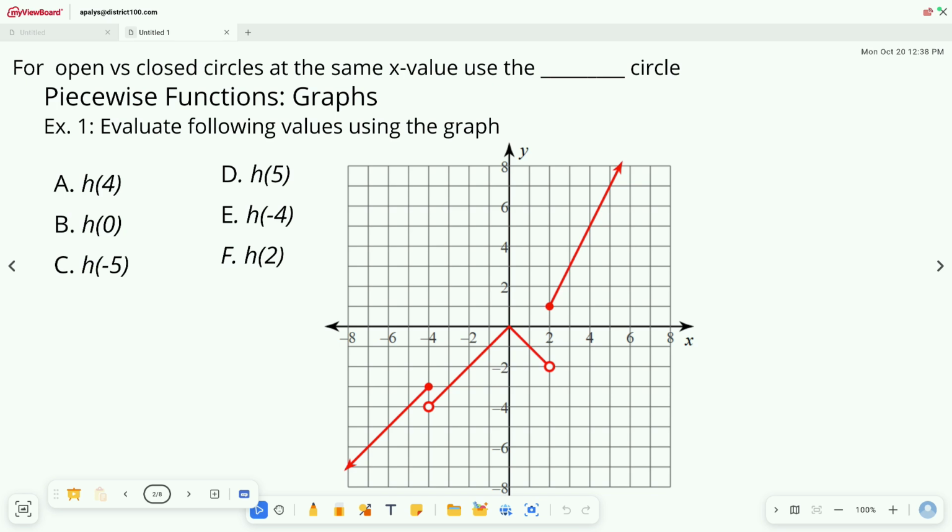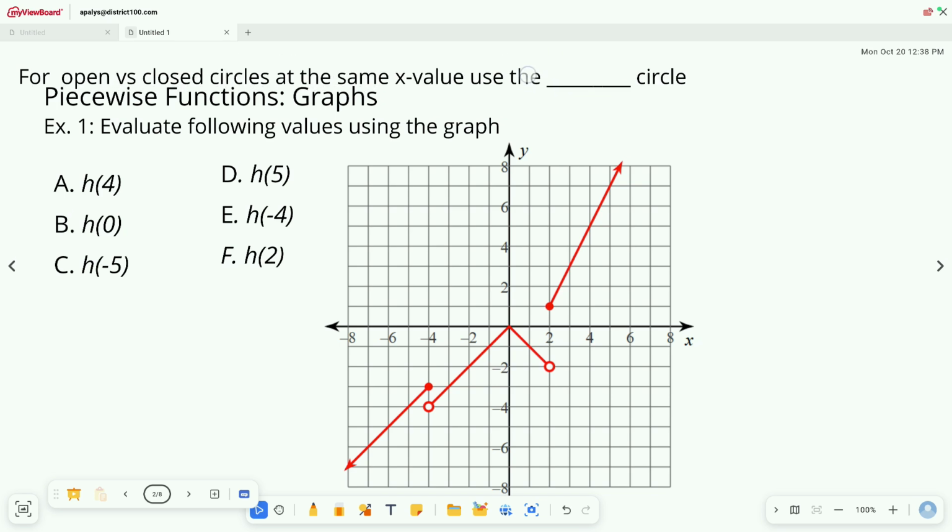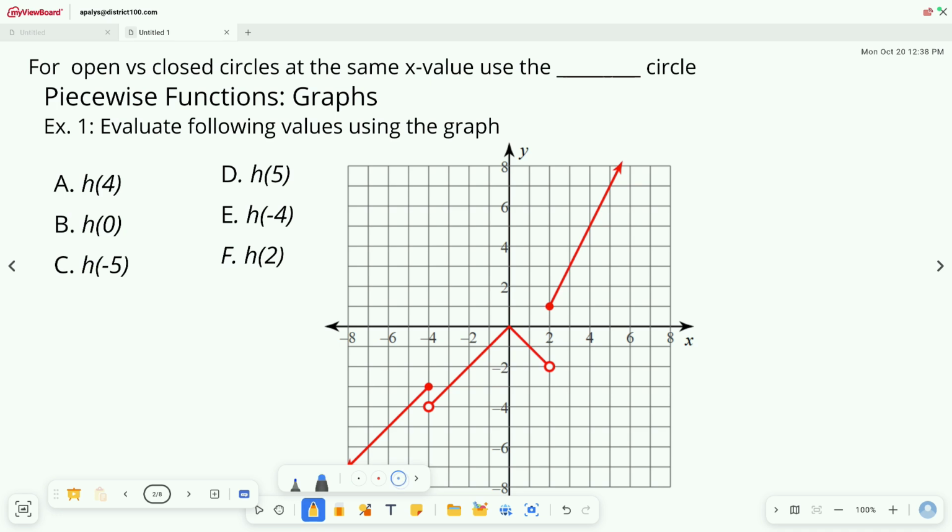With a closed circle, it means it includes that number. An open circle, it does not. So when you have the choice to choose either y value, when it has a closed circle or an open circle, you want the closed circle. You want the closed circle each time. Do not choose the open circle if you want to get it right. If you want to get it wrong, you can choose the open circle. But if you want to get it right, you want to choose the closed circle.